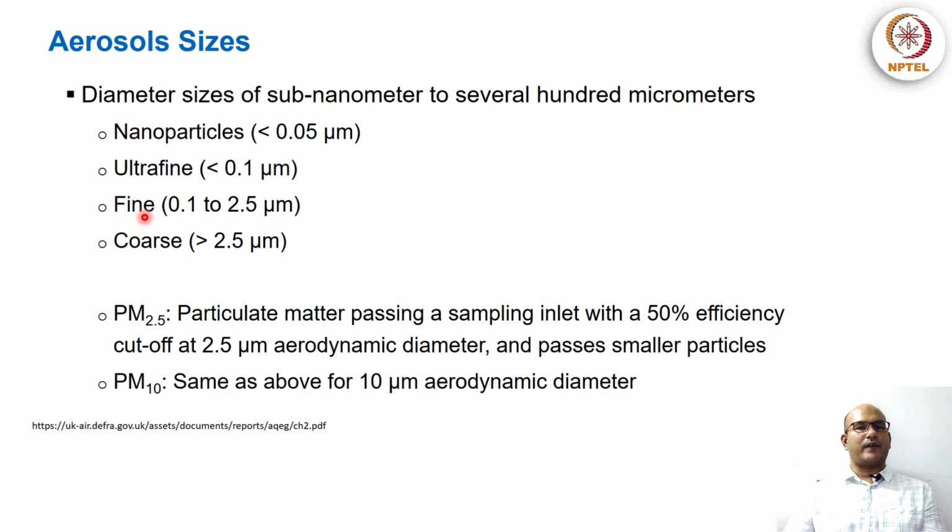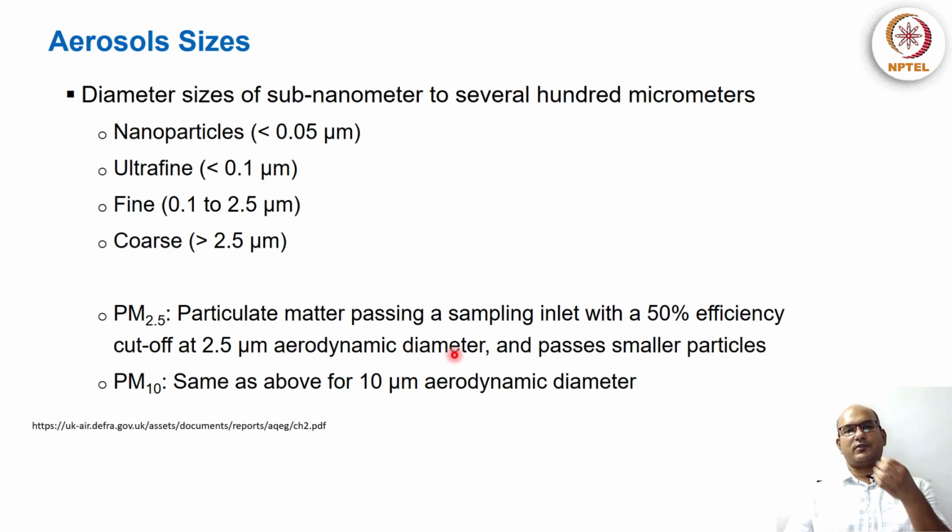Then we have fine particles, 0.1 to 2.5 micrometer. So 0.1 micrometer means 100 nanometers. So our fine range is 0.1 to 2.5, and then we have coarse. In this classification, the coarse particles are more than 2.5 micrometer. Now, the next thing to consider is PM 2.5, which is the particulate matter passing a suitably designed sampling inlet with 50% efficiency cutoff at 2.5 micrometer aerodynamic diameter.